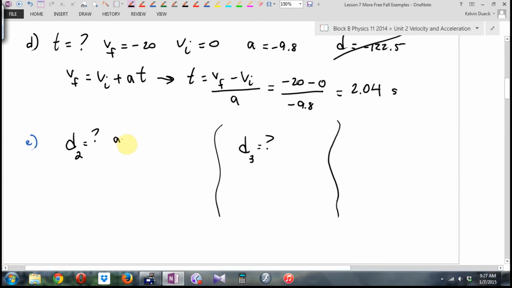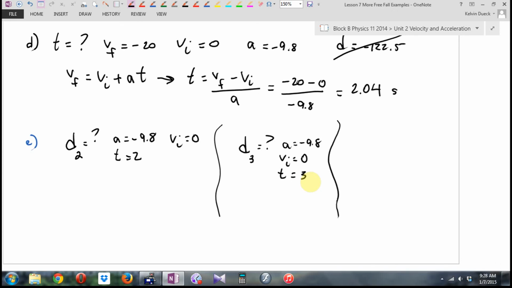For each of these, I do know VI, since it was dropped. VI is zero. In this first one, time is 2 seconds. In the second one, time is 3 seconds. Okay. I'm looking for an equation that has distance or displacement, A, T, and VI in it. There is one.